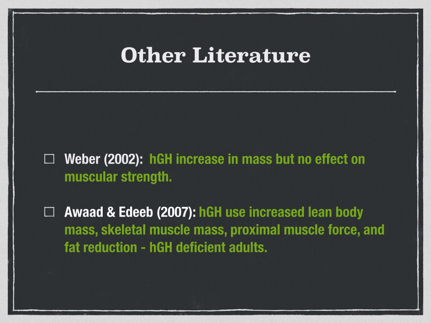Some other literature: a professional paper by Weber in 2002 supported the notion that supplemental hGH increases mass but has no effect on muscular strength in healthy individuals. Awad and Eldib in 2007 demonstrated that modest doses of hGH in adults who are hGH deficient have been shown to increase lean body mass, skeletal muscle mass, proximal muscle force, and fat reduction.